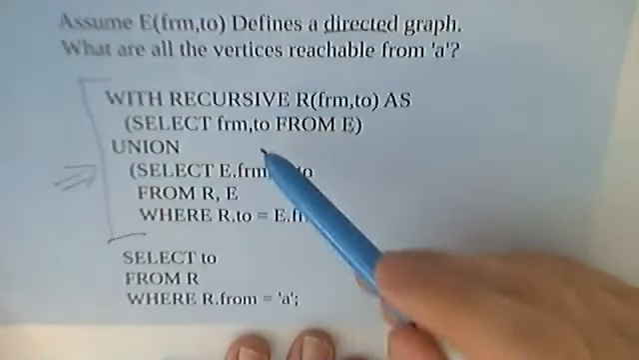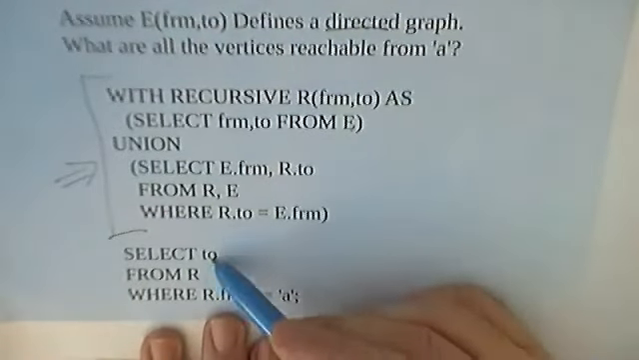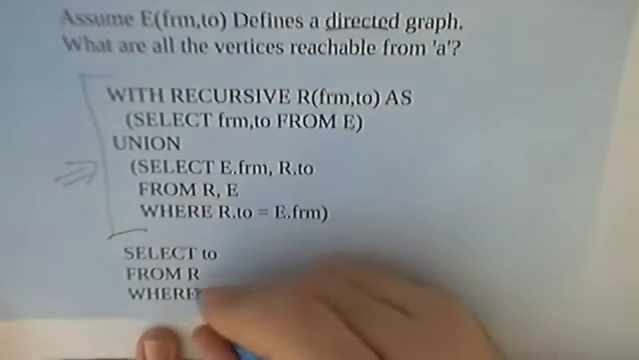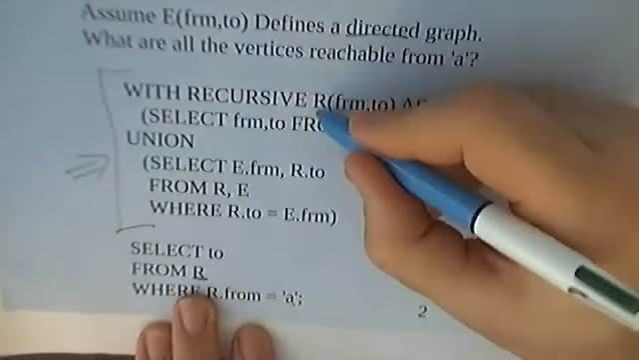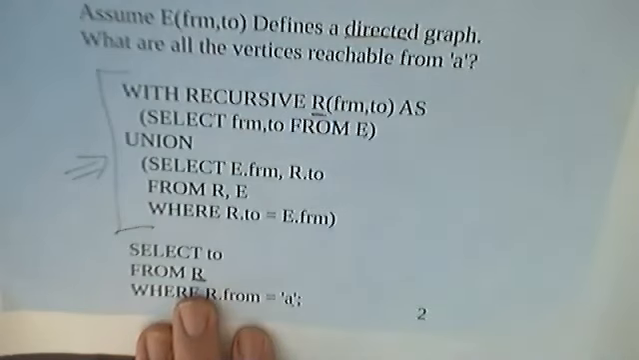It's setting up the definition of R. And then down here, you can say, okay, well, just give me all the things that are reachable from A, okay? And you're using R here. So it's making a definition of R, and then you're using it in your actual query, right? So that's the syntax on how you get SQL to do recursion.